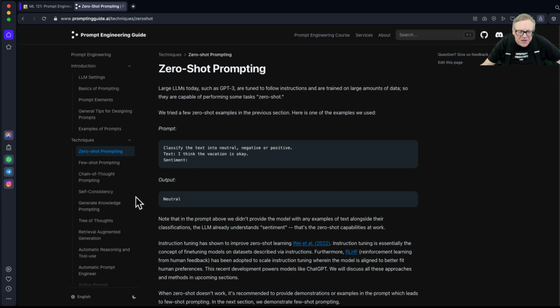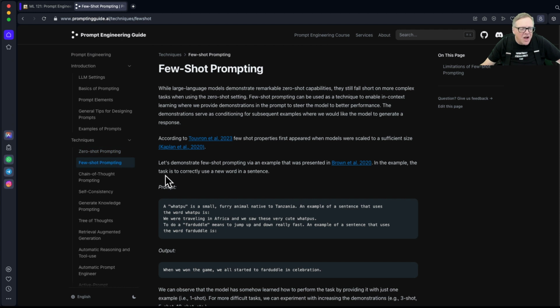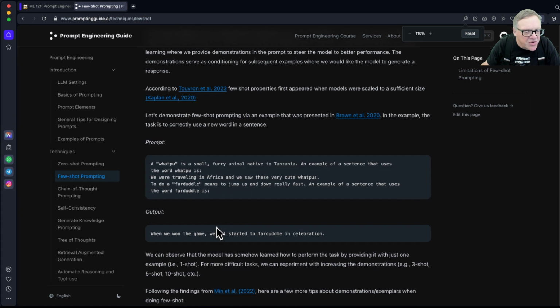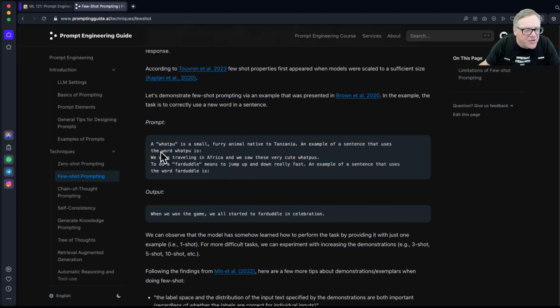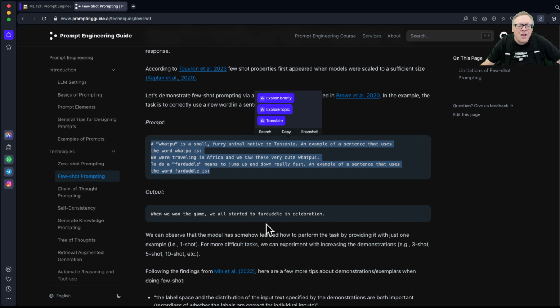This often fails, and so something that works better is few shot, where you actually give it some examples of what you want. A whatpoo is a small furry animal. Example of a sentence that uses whatpoo: you're traveling in Africa and we saw these cute whatpoos. To do a fardiddle means... So this is where you give it an example of what you want. You give it an example of your question, an example correct answer, and often several of those, and then you give it the question. It's more likely to work now because it just has a larger block of text to spot the pattern of what's going on here.